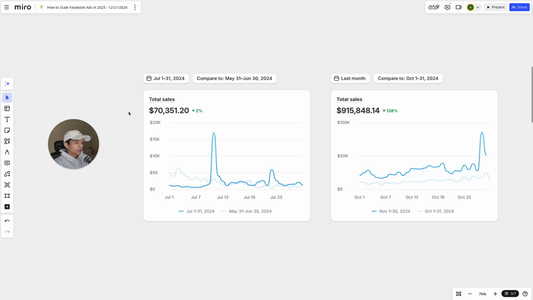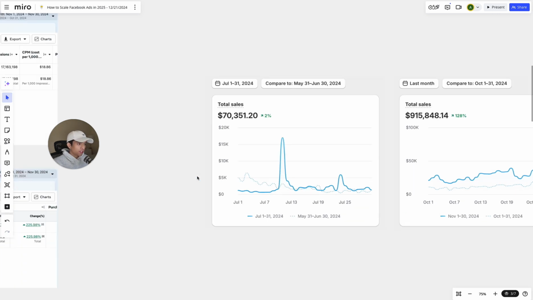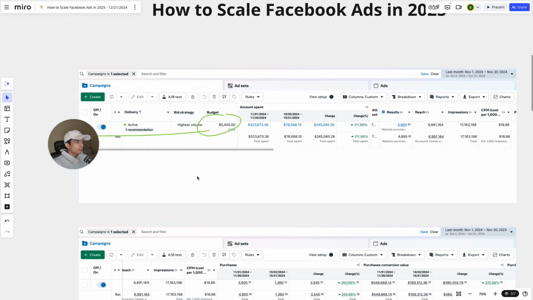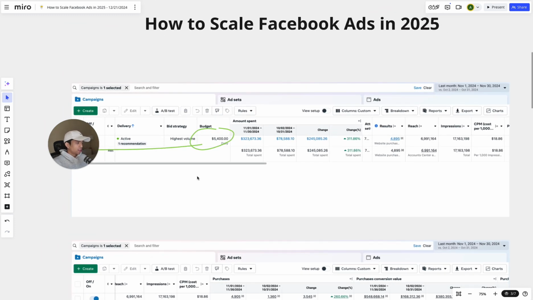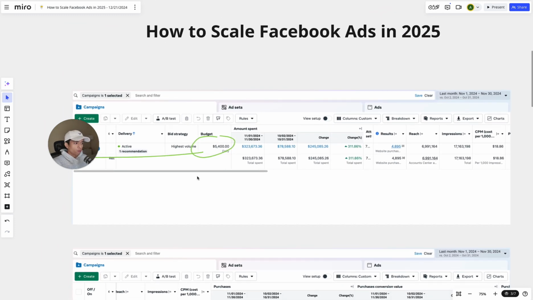And again, this was a brand starting with our case study that we scaled from $70K a month, and we helped them make a tremendous jump to $915,000 in a single month. And we even had a day here where we actually did more revenue in a single day than they had done in a single month earlier that year. So how did we actually do this, and how do we decide to scale Facebook ads? It's a very simple process to scale Facebook ads in 2025, especially if you're using the right account structure.